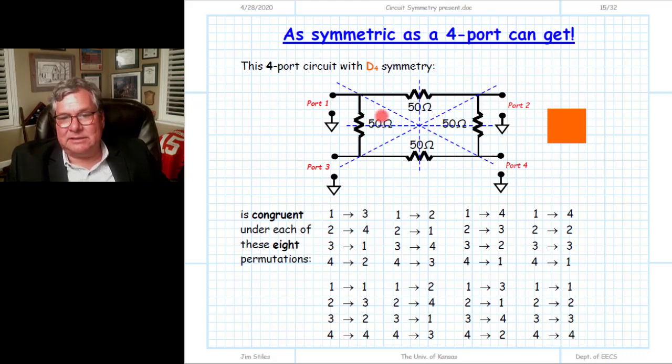At any rate, this has the symmetry associated with the D sub 4 dihedral group, which is order 8. There are 8 different operations that we can do which will leave this circuit congruent. 4 reflections across the 4 planes of symmetry, and then 4 rotations. We can take the center and we can rotate 1 to 2, 2 to 4, 4 to 3, 3 back to 1, essentially a 90 degree rotation, or we could do 180, or we could do 270. So there's 3 different rotation angles there, in addition to finally the identity operator being the 8th member of the group.